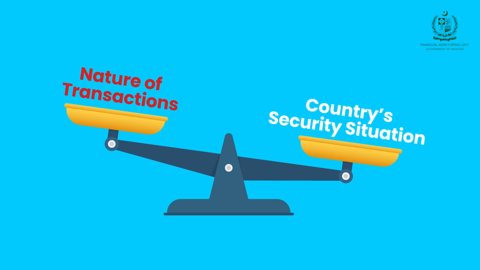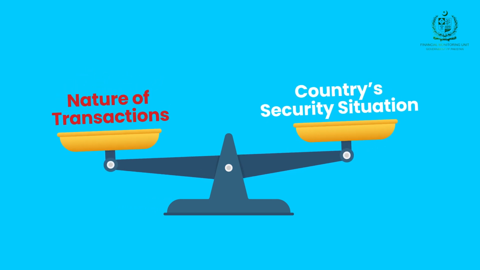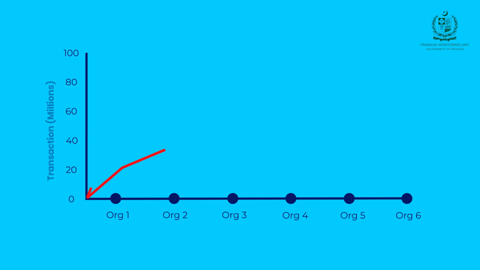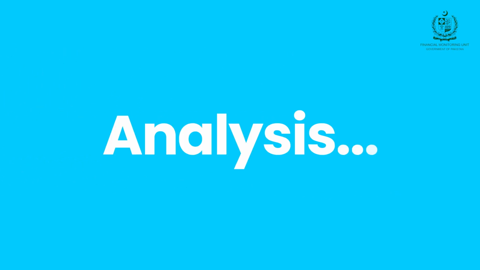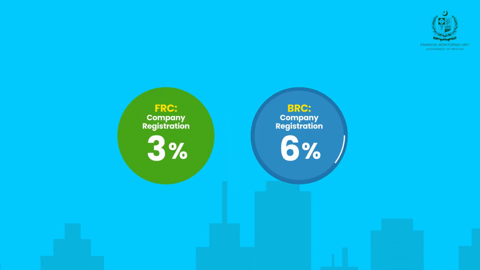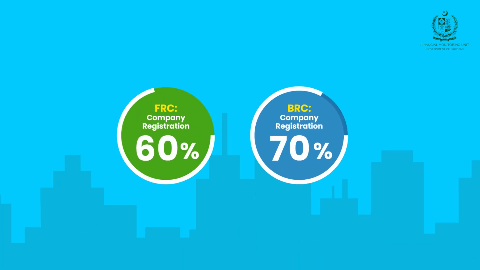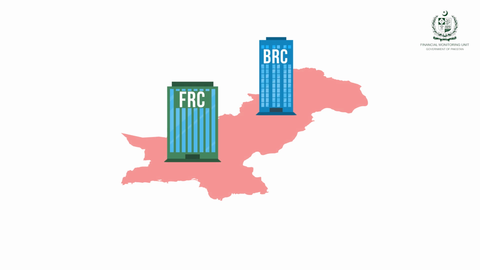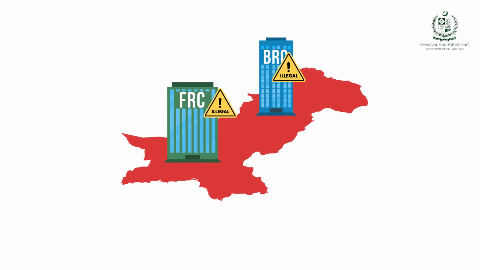Considering the nature of the transactions and the country's security situation, the pattern of transactions was highly suspicious for terrorism financing. Analysis also revealed that both INGOs were under process for registration, which means they were also violating the laws of the land and working illegally without having permission to work.